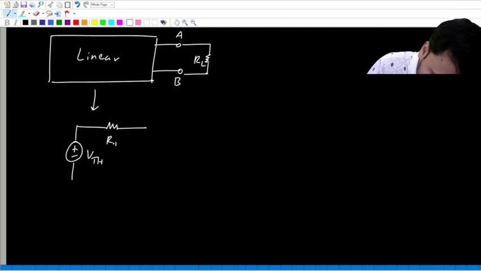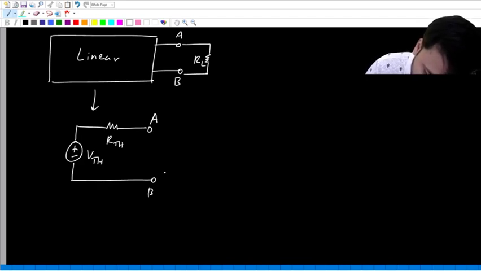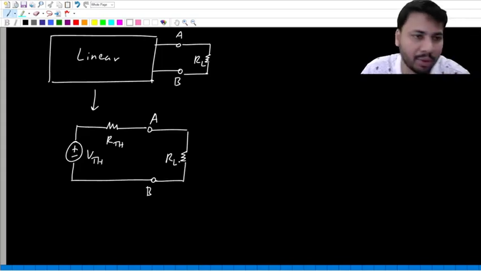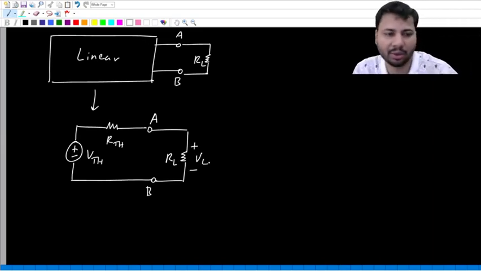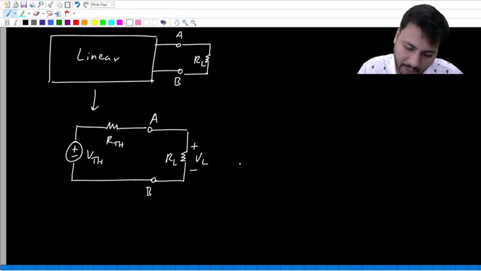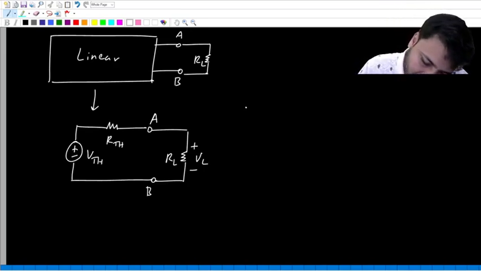VTH in series with RTH. Again, between the same two terminals A and B. And then again, outside of this Thevenin equivalent, we still connect the same load resistance RL. Let's say the voltage across the load is some VL.